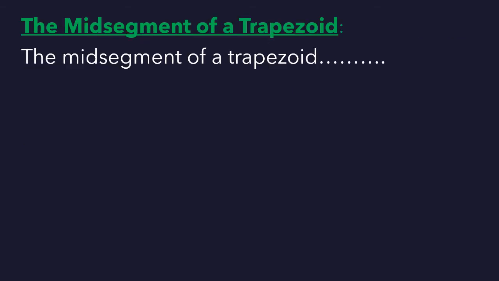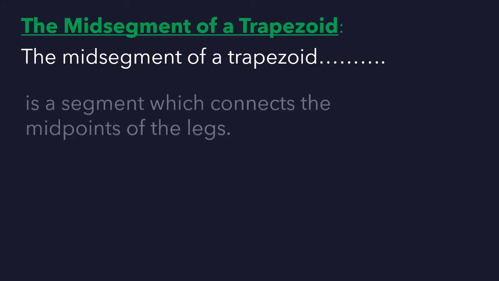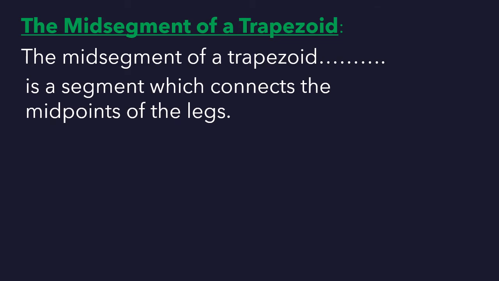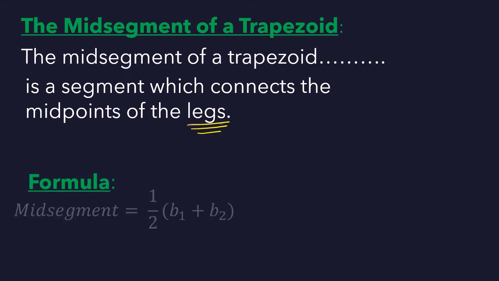All right, moving on. Let's talk about the midsegment of a trapezoid. We have talked about the midsegment of a triangle, and it connects the midpoints of the sides. Same thing with the trapezoid. It is going to connect the midpoints of the legs. The one word that sets this definition apart is connecting the midpoints of the legs and not the parallel sides. And the formula for the midsegment is half of base 1 plus base 2.